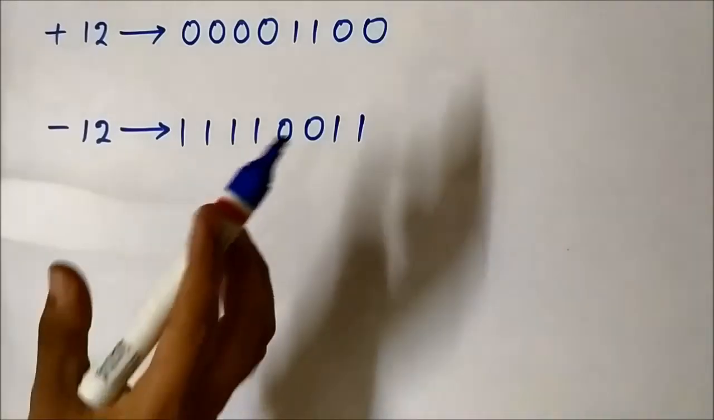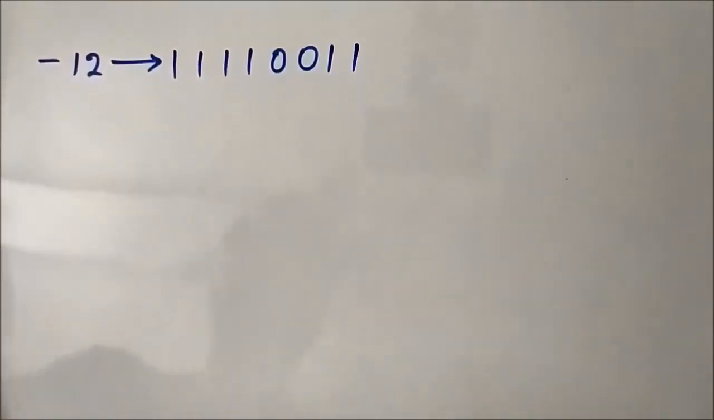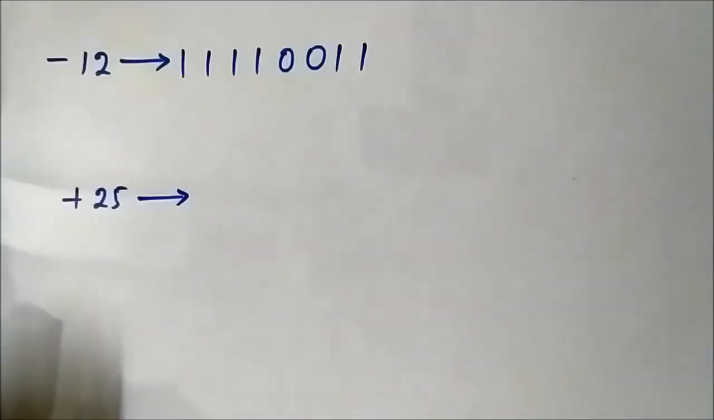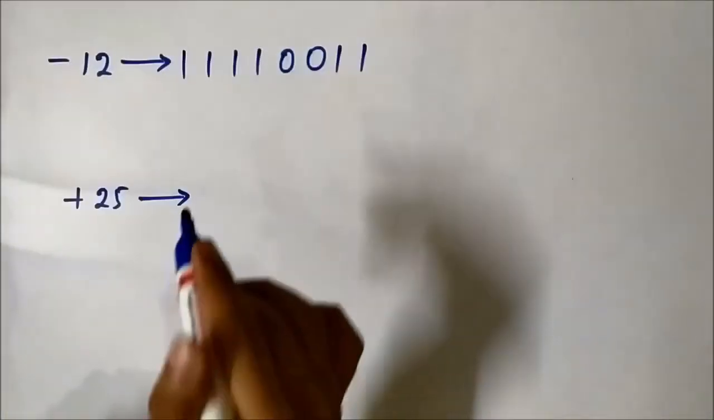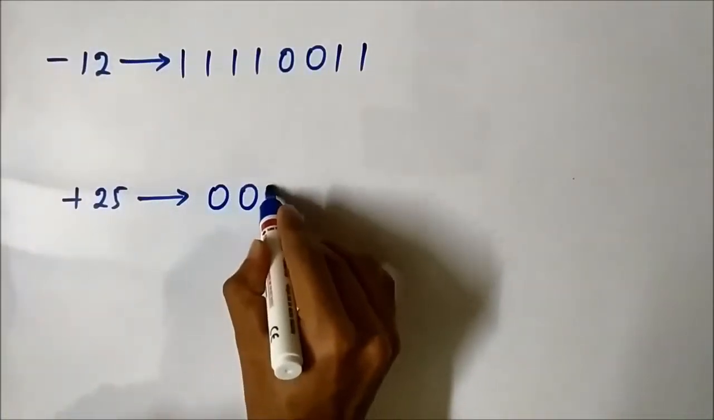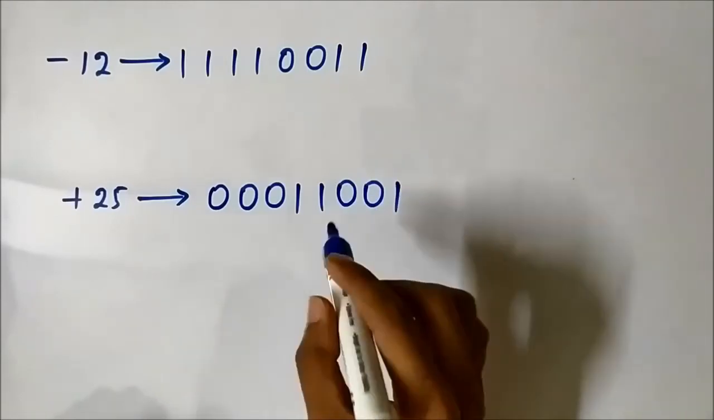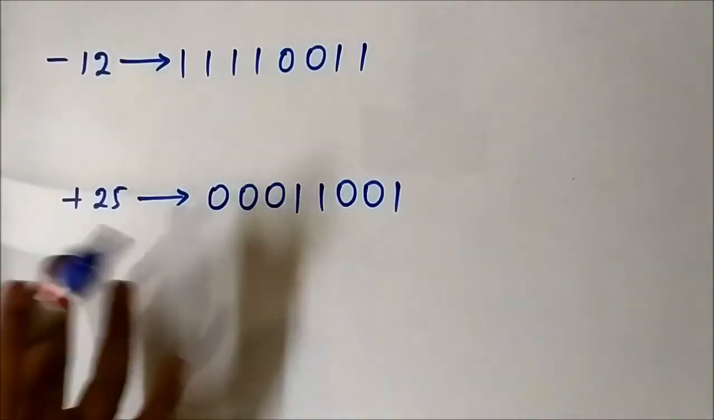That is the equivalent representation of minus 12 in 1's complement system. Now suppose we represent the number plus 25. It is represented as a normal positive number as 00011001. 16 plus 8 plus 1, this is 1, this is 8, and this is 16. 16 plus 8 plus 1 is 25. So plus 25, it is correct.